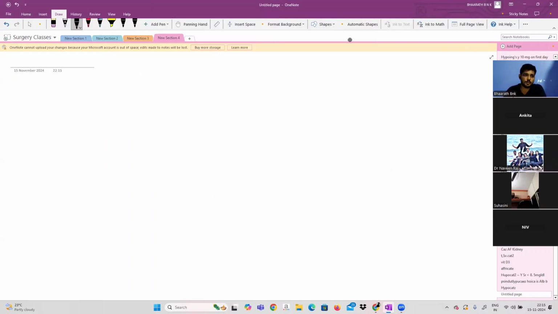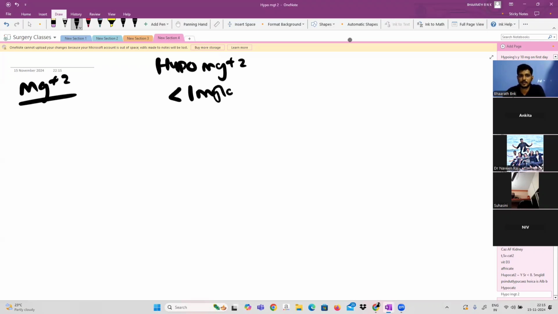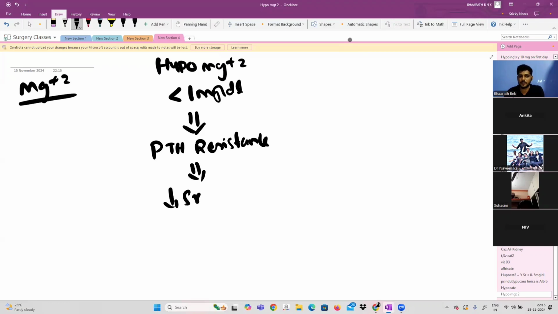Next is magnesium abnormalities. So as I told you, magnesium would be anywhere in the range of 1.5 to 2.5. If there is hypomagnesemia, now this magnesium level becomes less than 1 mg per deciliter. So when it becomes less than 1, that will lead to parathyroid resistance. So parathyroid hormone is released properly, but when it acts onto the kidney or bone or on the gut, the cells will not respond to it. So that will reduce the serum calcium levels.